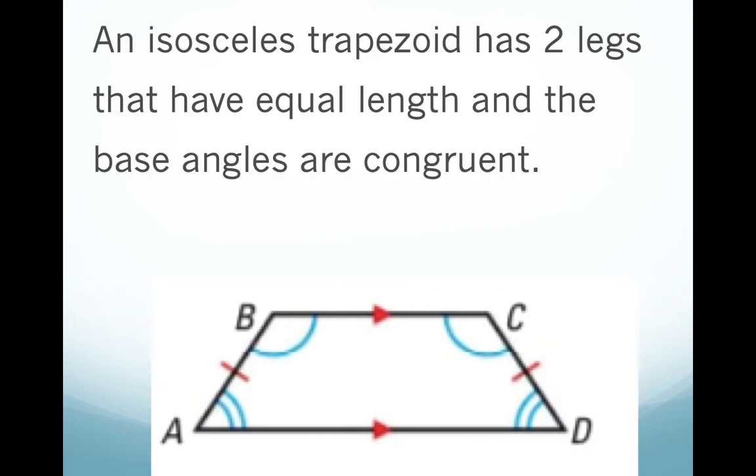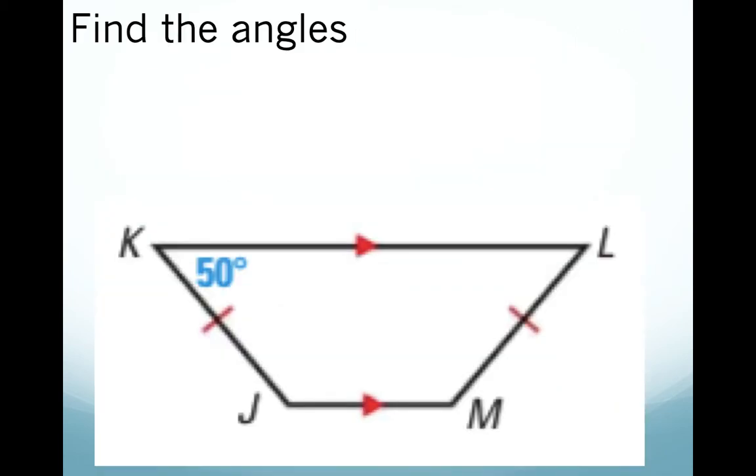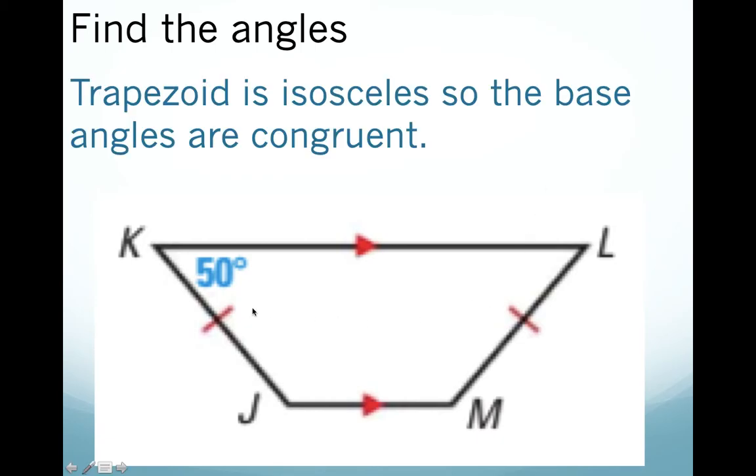An isosceles trapezoid has two legs of equal length and base angles that are congruent. Take a look at the tick marks to see which parts are congruent. In order to find the angles, one of the first things I notice is that I have two sides that are equal. That means that the base angles must be equal. So I will find angle L first, and there are a couple of methods I can use to find angle J and angle M.